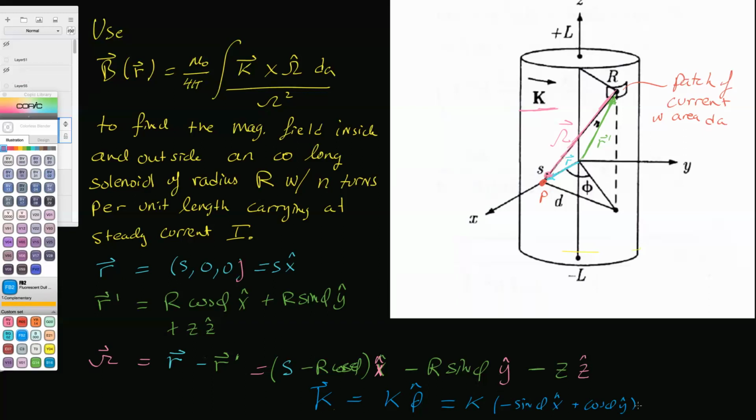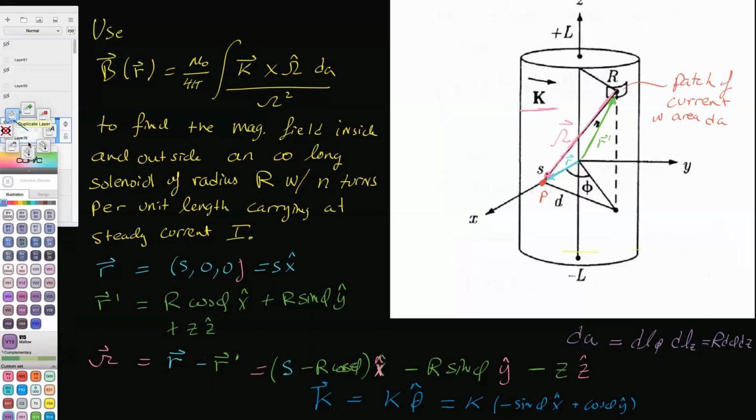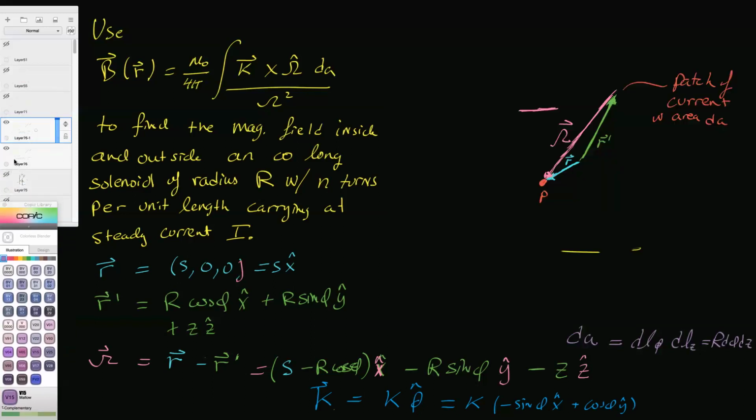Okay, so let's think about DA. The patch is along the surface, so what's changing is phi and Z, but not R. So I know that DA is going to be DL phi times DL Z, and this is just R d phi dZ. Capital R because we're on the surface of the cylinder, yes? Do y'all agree with that? Yeah. All right, so I'm going to copy this layer, and we're going to turn off the figure and erase.